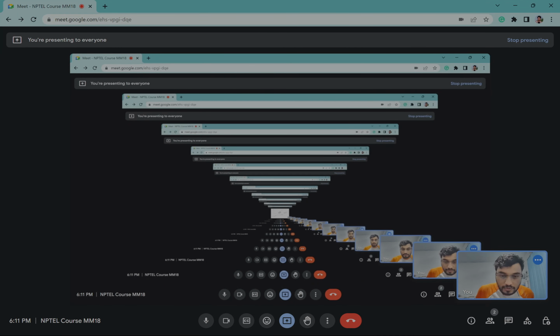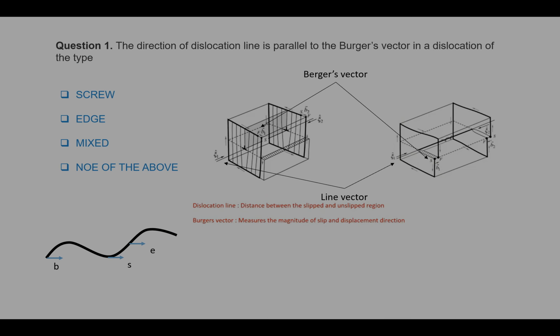Hello there. So we'll start now solving the questions. The first question is: the direction of the dislocation line is parallel to the Burgers vector in a dislocation of the type.